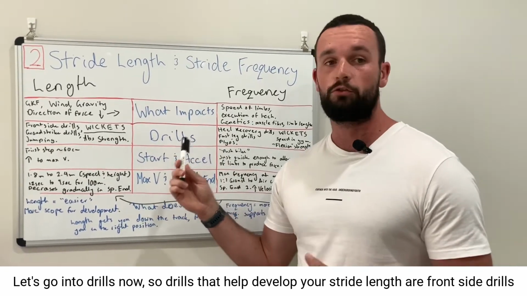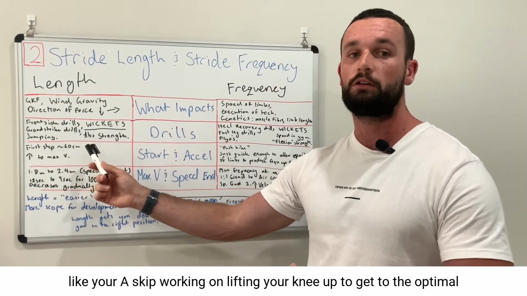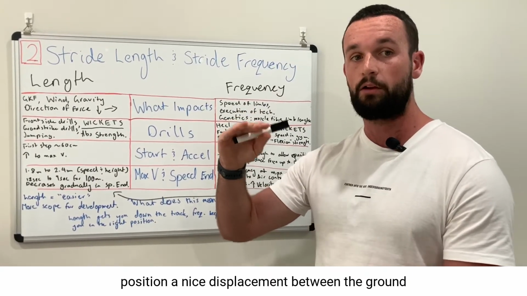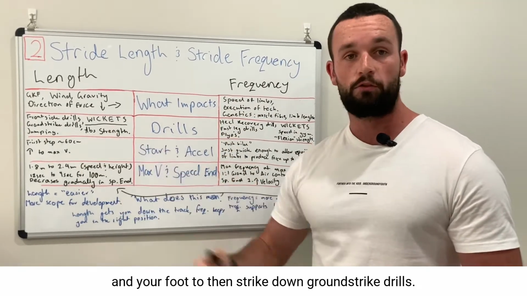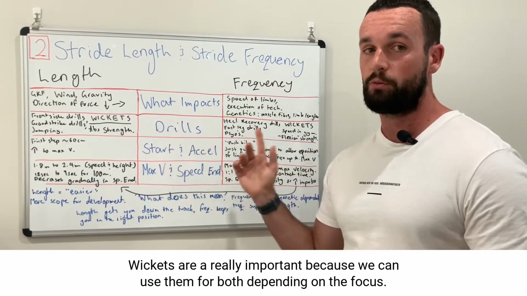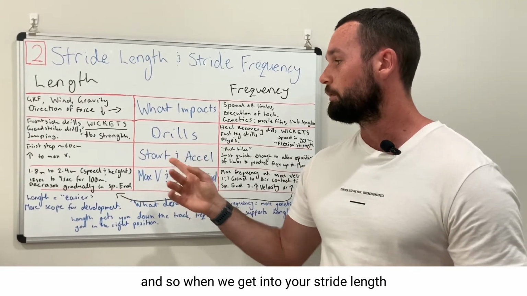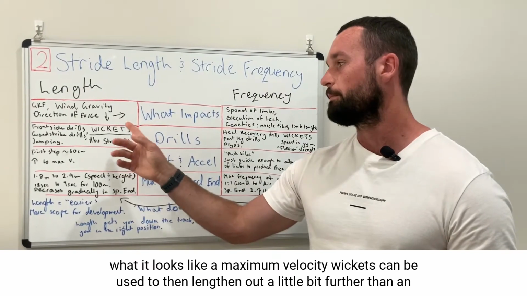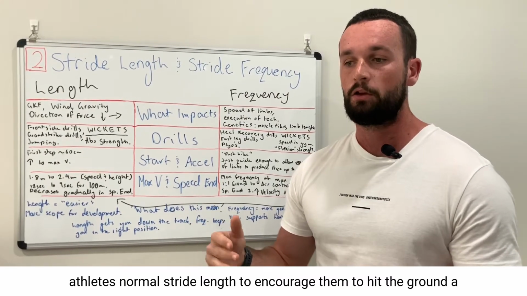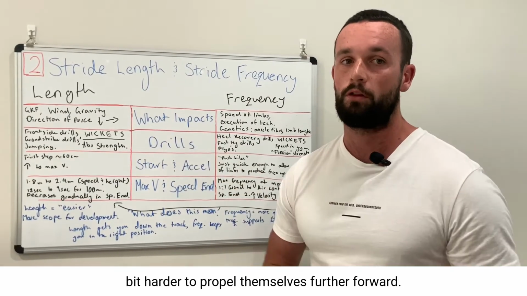Let's go into drills now. So drills that help develop your stride length are front side drills, like your A-skip, working on lifting your knee up to get to the optimal position. Nice displacement between the ground and your foot to then strike down. Our ground strike drills, jumping, and wickets. Wickets are really important because we can use them for both depending on the focus, okay? So when we get into your stride length, what it looks like in max velocity, wickets can be then lengthened out a little bit further than an athlete's normal stride length to help encourage them to hit the ground a bit harder to propel themselves further forward, okay?